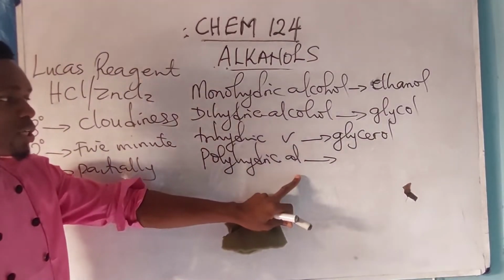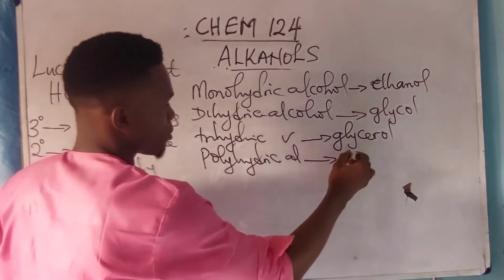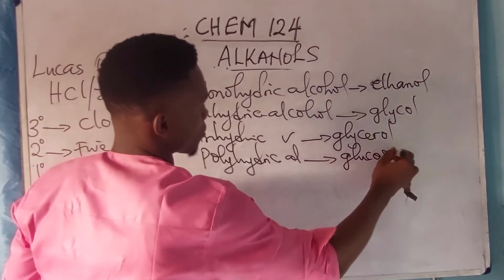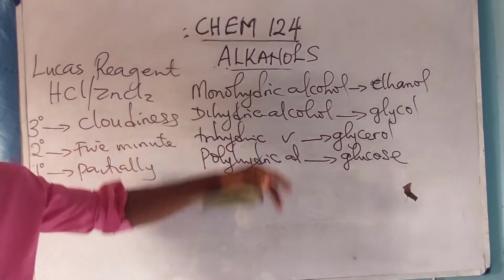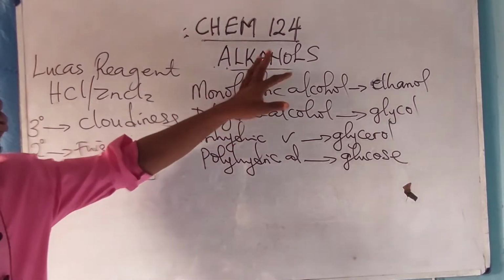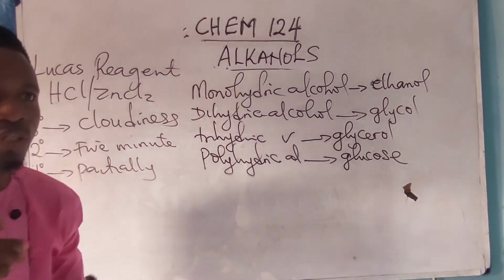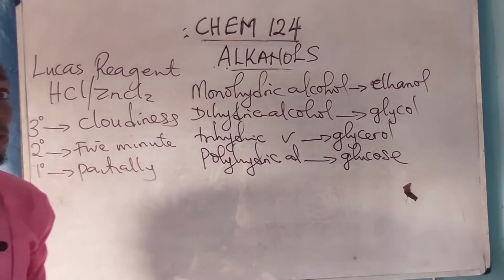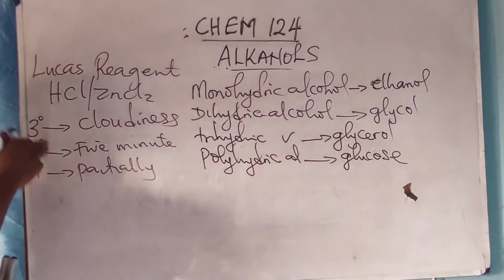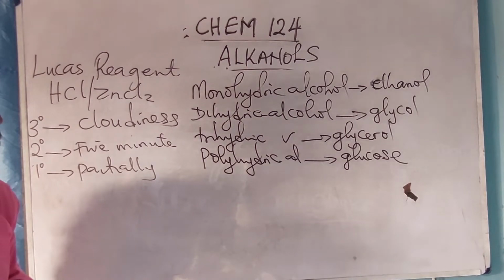A polyhydric alcohol is an alcohol having 4 or more OH present in it, and a good example is glucose. That's a type of monosaccharide. So these are the types of alcohol based on the number of OH present in their molecule. You now have types of alcohols based on the position of OH attached to the carbon atom: primary, secondary, or tertiary. So take note of that. It is very, very important.